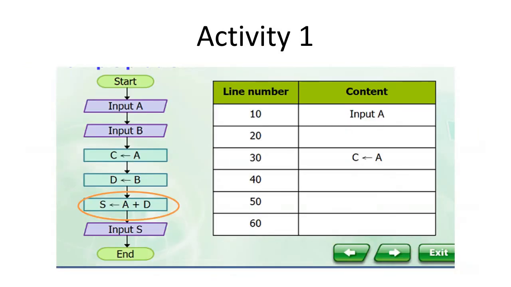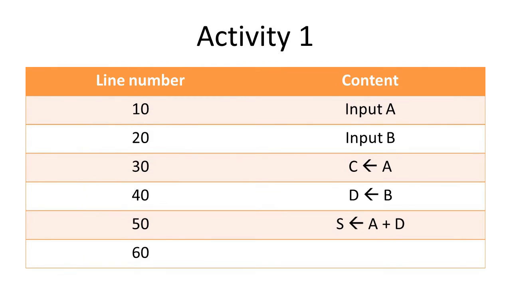And in the fifth line, it shows A plus D, pointing to S, which refers to A plus D equals to S. At last, the content for the sixth line is output S.